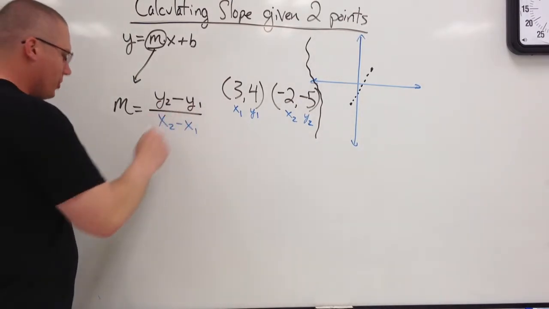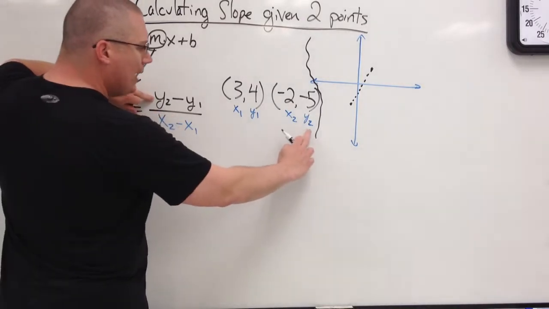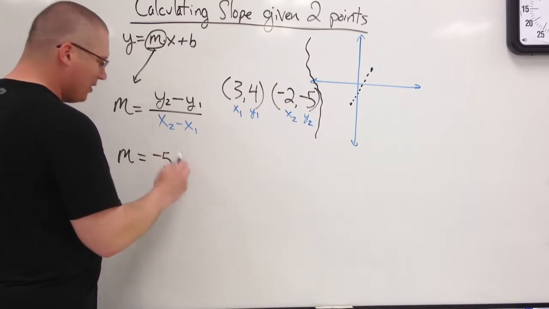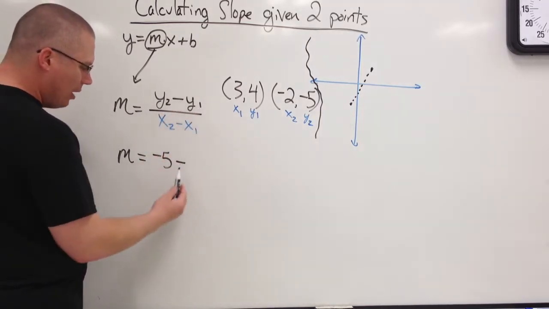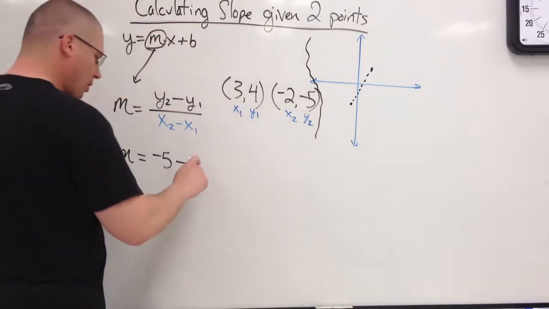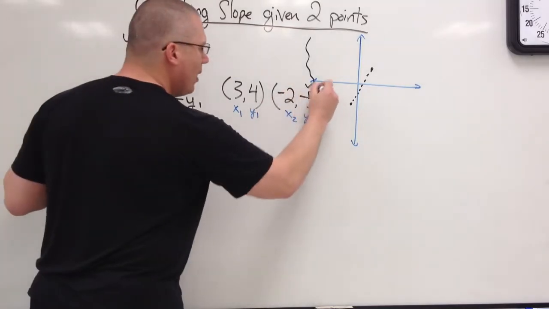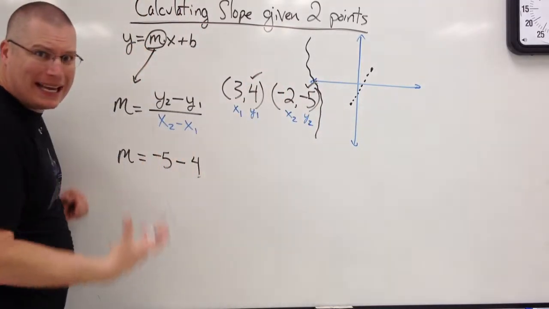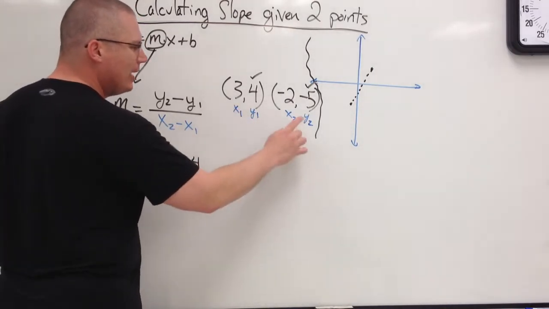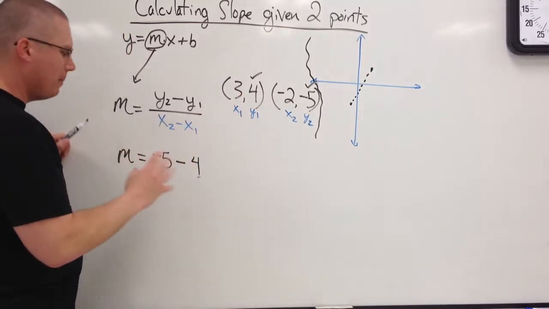I'm simply going to substitute in m equals y2. Y2 is the value of -5. -5 minus, because it was y2 minus y1. Y1 is 4. Now what you can do after you substitute them in is put a check above it. That way you know you've taken care of them. And the biggest mistake comes in when kids don't pay attention and you accidentally grab a 3. So you have to pay attention.